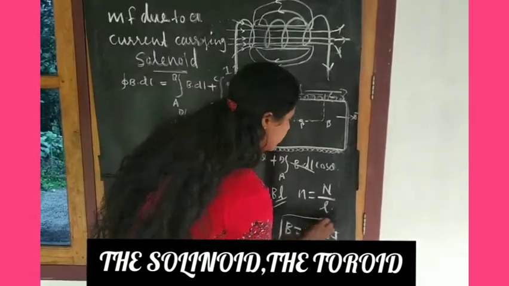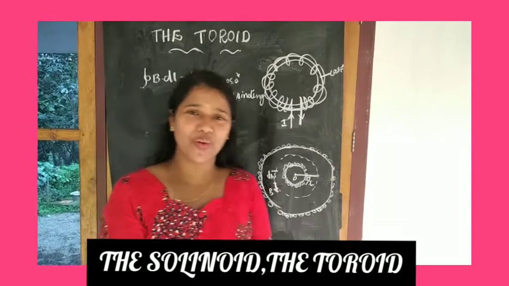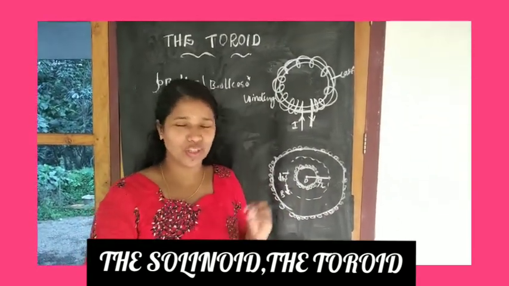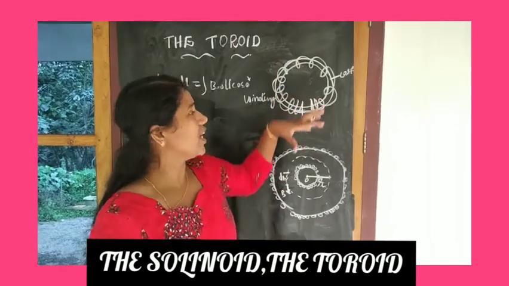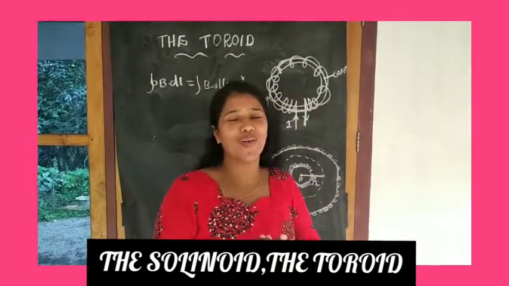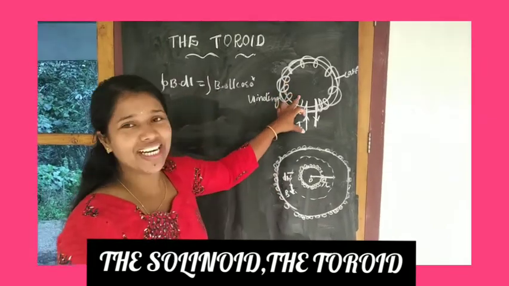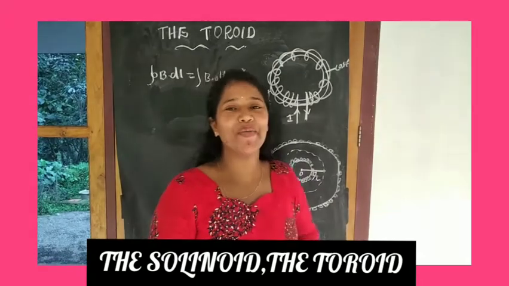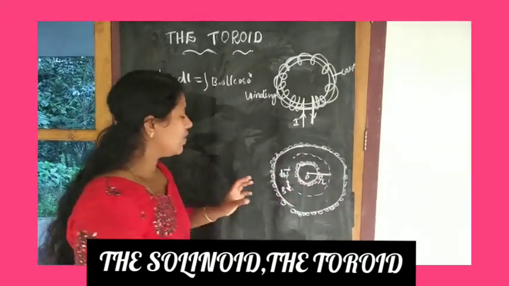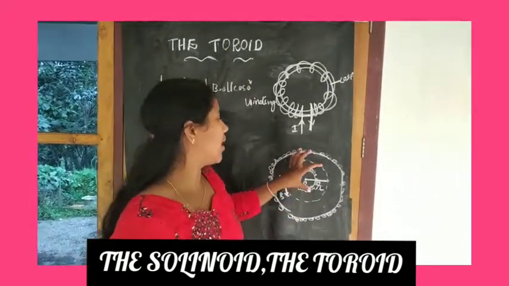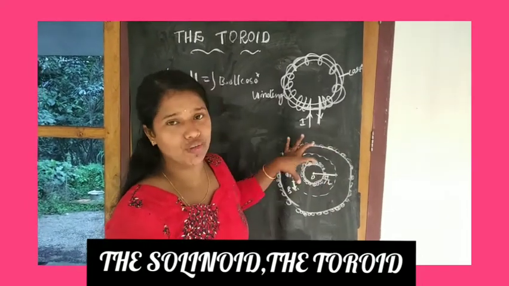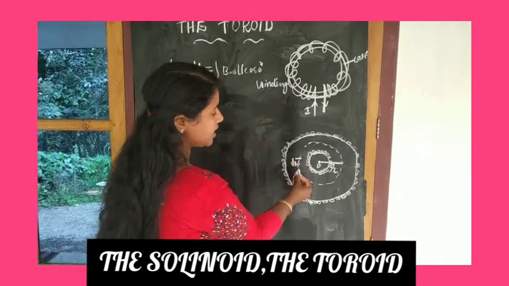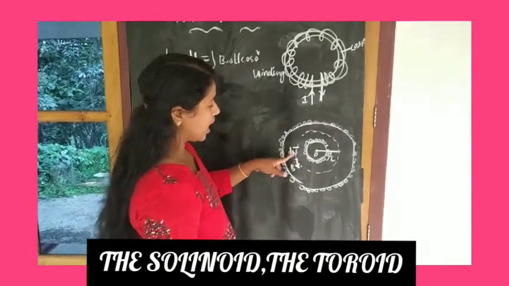Toroid. What is meant by a toroid? A toroid is considered a ring-shaped solenoid. We take that solenoid and make it into a circular coil. That is a toroid. I have drawn the diagram here. First we have to calculate the magnetic field in the case of a toroid. The magnetic field is circular, and dl is a small length element, which is tangent to the magnetic field.